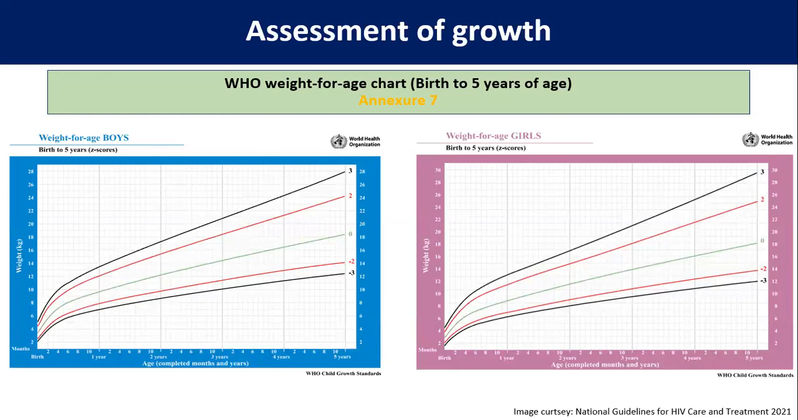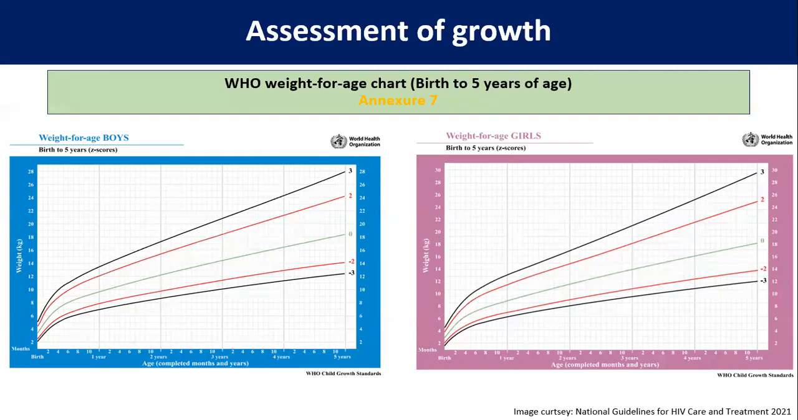Now, to assess growth, we should be using the WHO weight for age chart from birth to 5 years. The blue is for boys, and the pink is for girls. We can see there are 5 lines, and the median line is at 0. Anybody having a weight above the 0 line or above -2 is normal. But if the patient is below -2 standard deviation or below -3 standard deviation, then it is severe malnutrition.